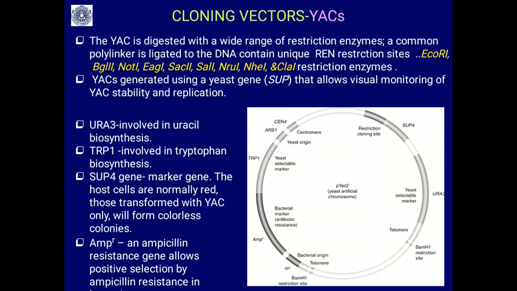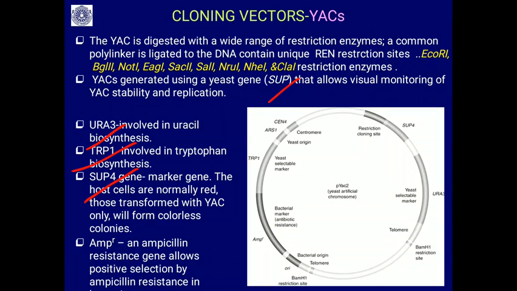Similarly there is another one. These are the marker genes: SUP. Then URA3, it is involved in uracil biosynthesis. Then another, TRP1, involved in tryptophan biosynthesis. The SUP is a marker gene. The host cells are normally red. Those transformed become colorless. So these are the marker genes used specifically for selection when we are replicating this cloning vector in the yeast cells.